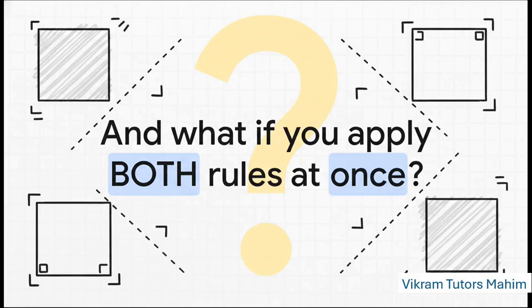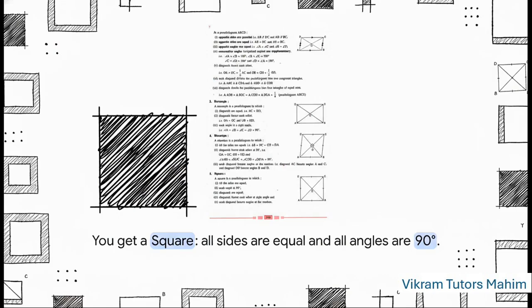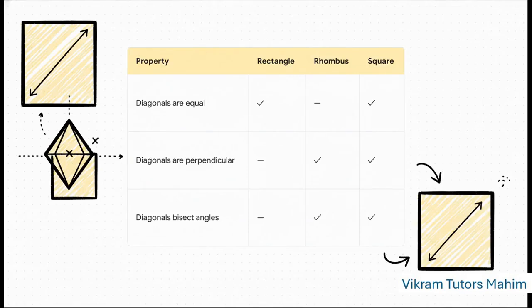So what's the ultimate specialist? The one with right angles and equal sides. You get the square. It's basically a rectangle and a rhombus all rolled into one. And this chart breaks it all down. You can see how the square literally inherits traits from both.